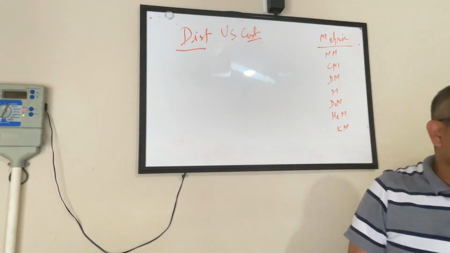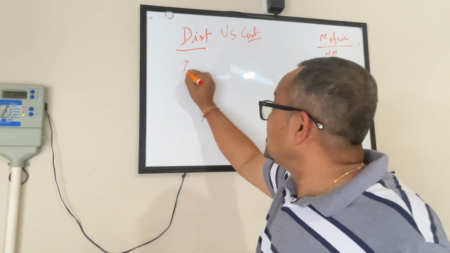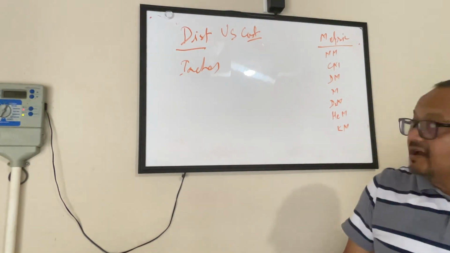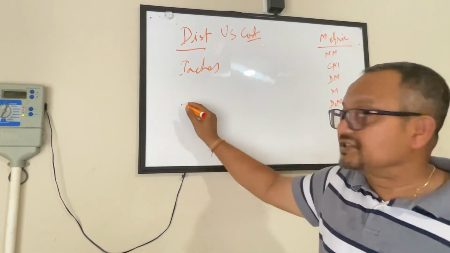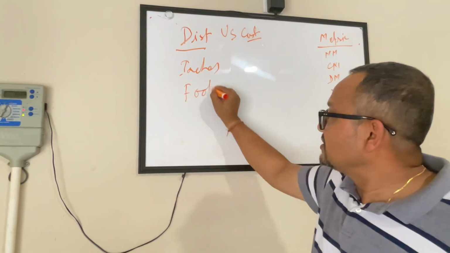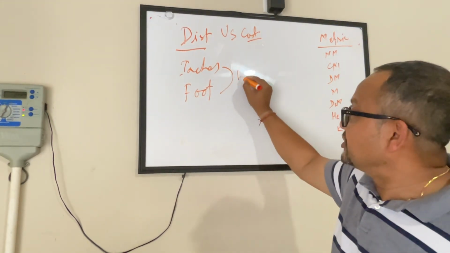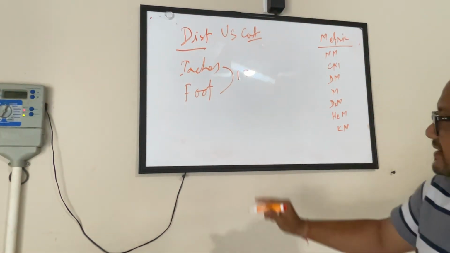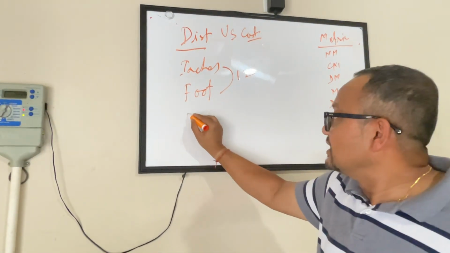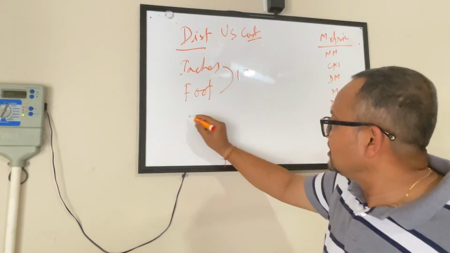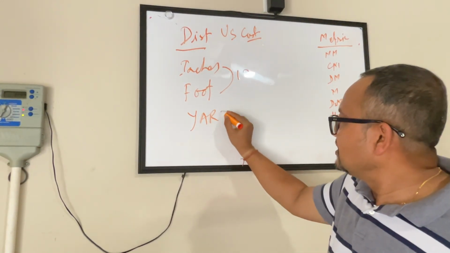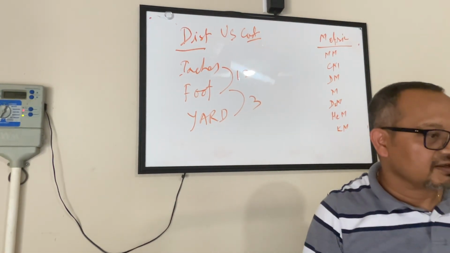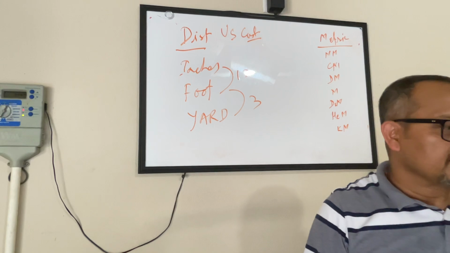What are the units that we use here? The smallest unit is called inches. Bigger than that, 12 inches make 1 foot. 12 inches equal 1 foot. Then, how many feet? 3, okay. 3 feet make 1 yard. Kavya, do you agree?